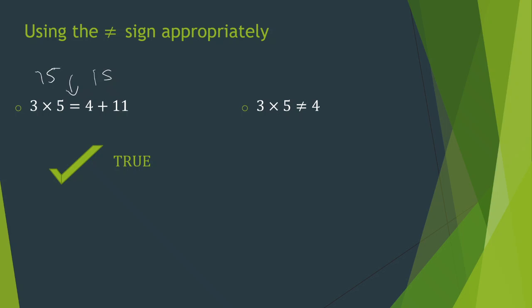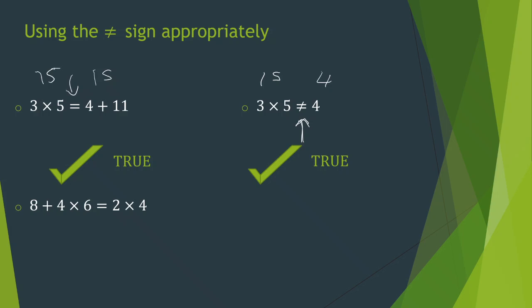Here we have a different type of sign. Here we have a does not equal to. So we're hoping to have two different numbers. Here on the left we have 15, and here on the right we have 4. They are obviously not the same, but we do have this does not equal sign symbol, which makes this a true statement.